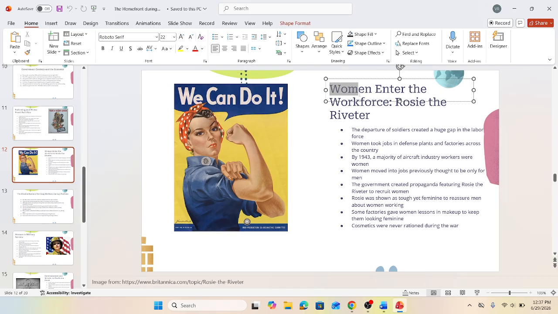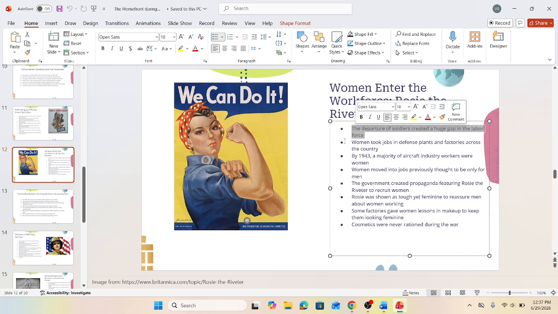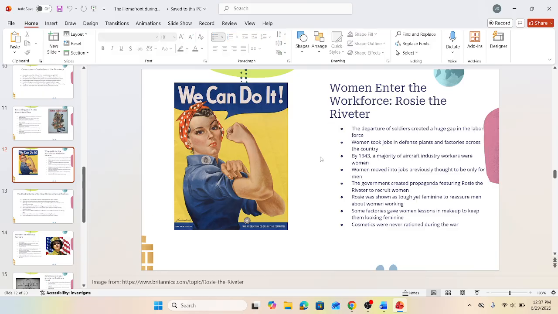All right, shifting to women. Right. The departure of soldiers created a huge gap in the labor force. As I've mentioned, we're talking 9 to 10 million men. And even though African Americans stepped up to take their jobs as well, so did millions of women. By 1943, the majority of aircraft industry workers were women, and women were able to move into jobs that were previously thought only men could do.